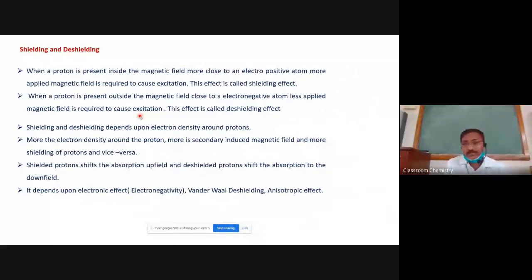We explained that the shielding and deshielding effect depends upon the electronegativity or electron density around the proton. The more electron density around the proton, the more secondary induced magnetic field is developed, and that shields the proton more, so more energy is required, and it shifts towards upfield. Deshielded protons have a less secondary induced magnetic field, so less applied magnetic field is required to undergo excitation, and they are observed towards downfield. It depends on different parameters like electronic effect, electronegativity, inductive effect, van der Waals deshielding, hybridization effect, and anisotropic effects. We have to explain these in the context of chemical shift. This part we explained in the previous lecture.